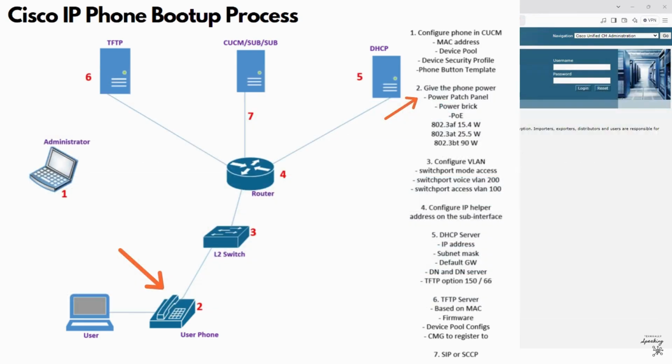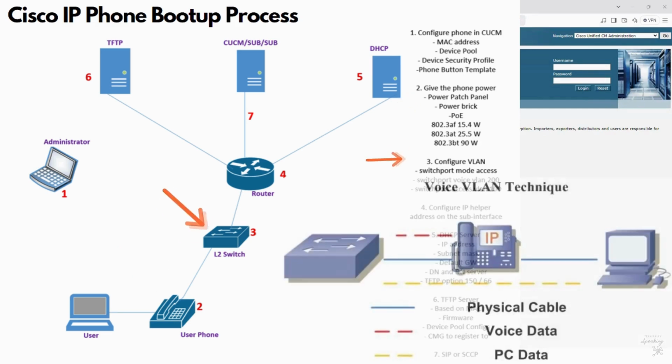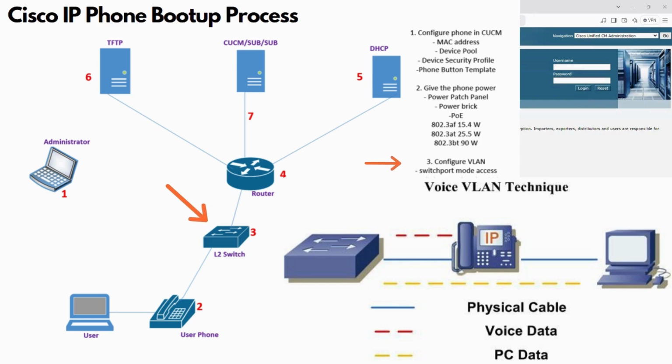Okay, so the phone has power now, but before an IP phone can communicate on the network, the switch it is connected to needs to have a VLAN configured, a voice VLAN to be exact. And a voice VLAN ensures that voice traffic is separated from data traffic, which improves quality, security, and manageability.